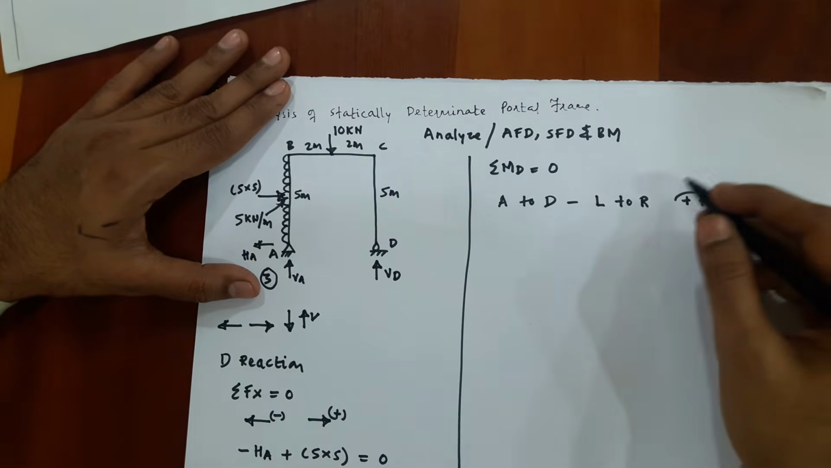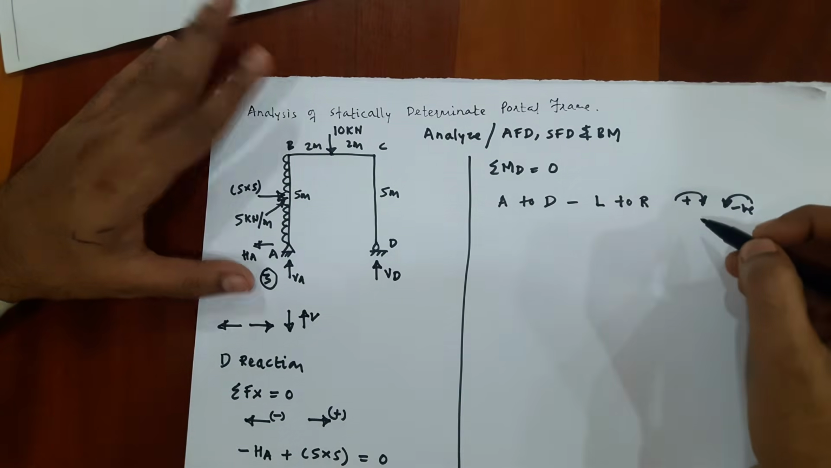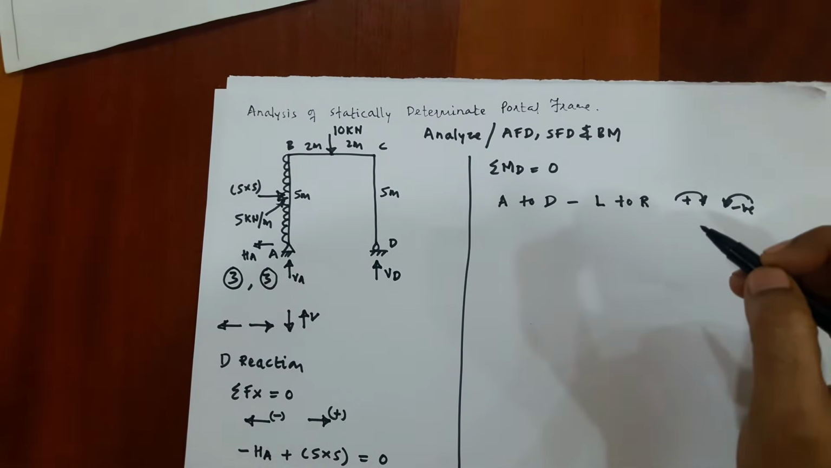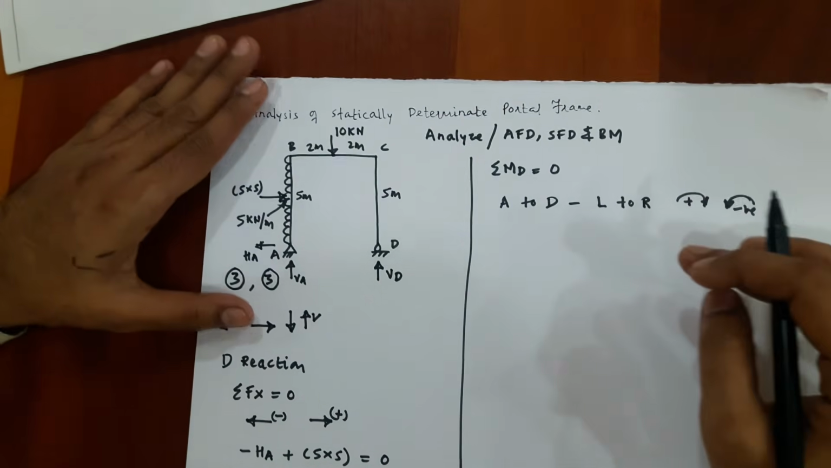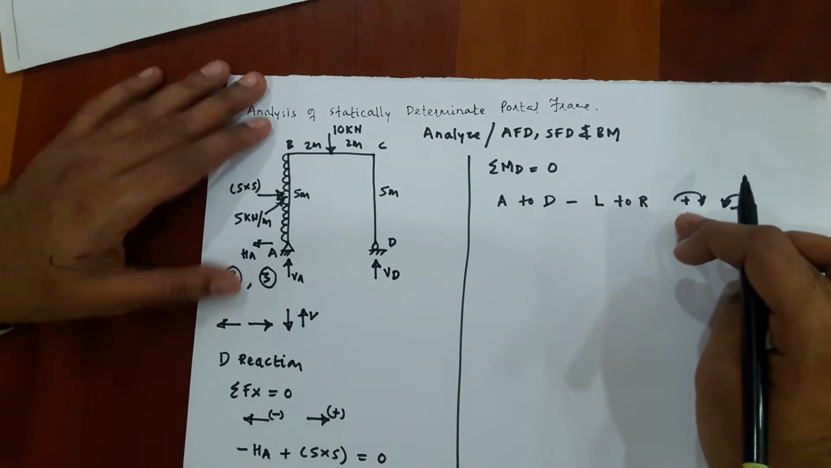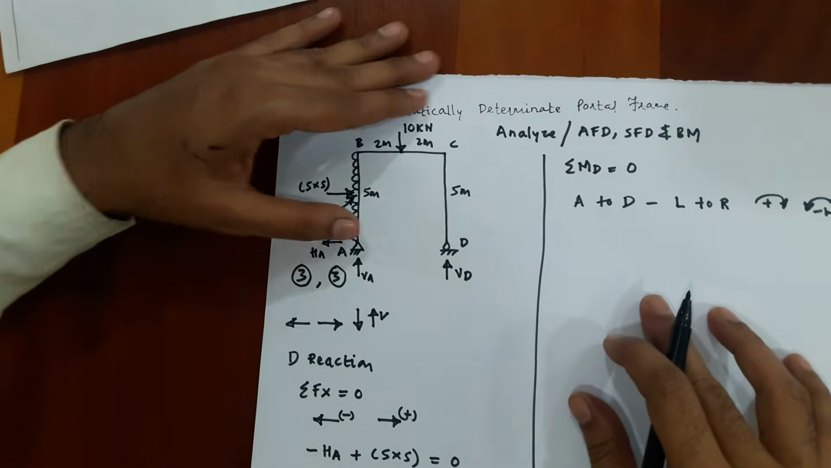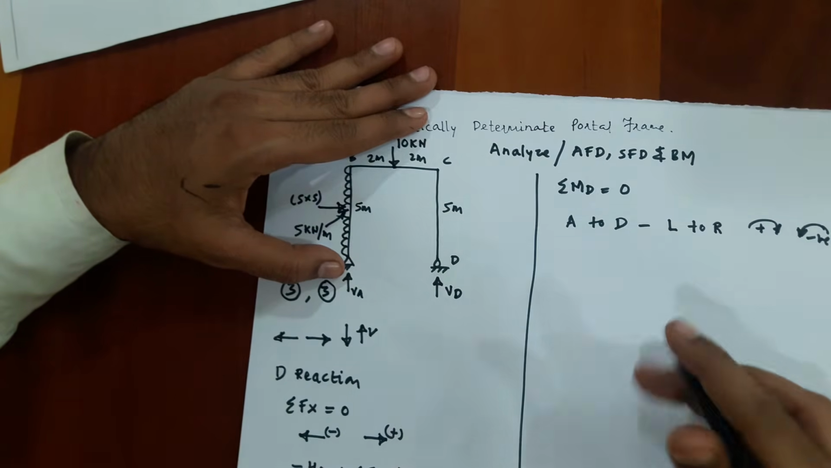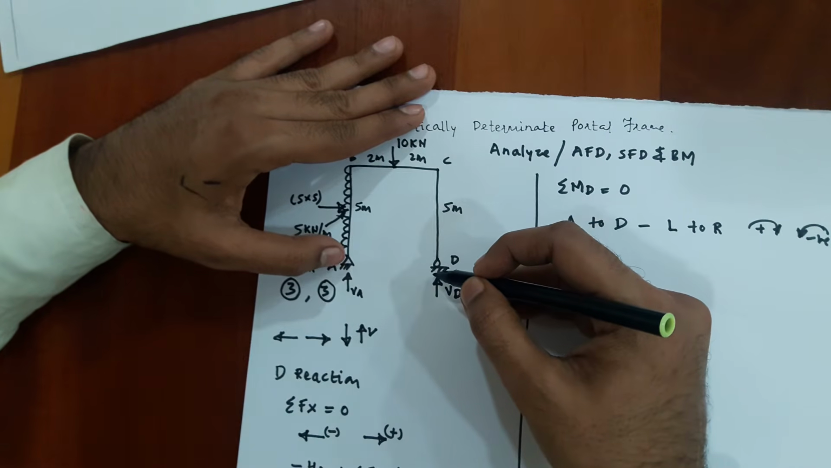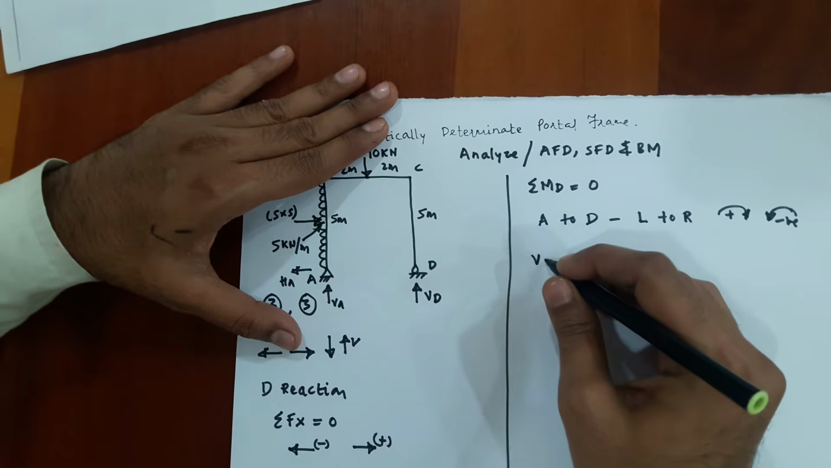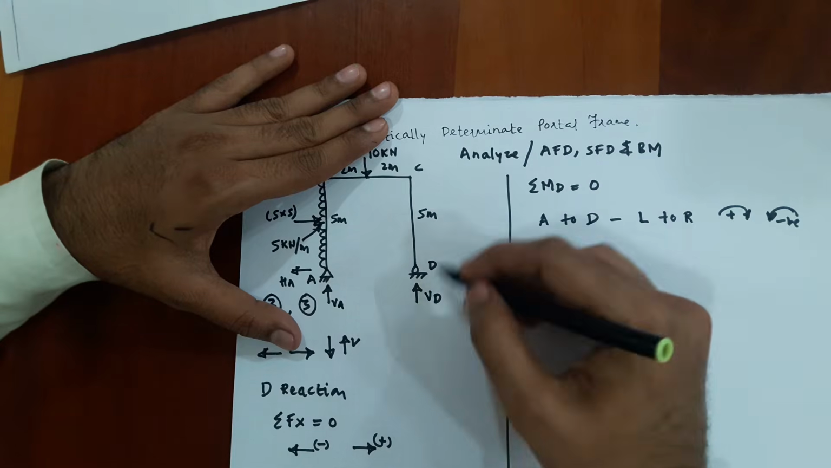You can see my video on the sign convention for internal forces developed in the member: sign convention for axial force, for shear force, and for bending moment. If you are following a direction left to right, clockwise will be positive, anti-clockwise will be negative. So see, the first force is VA. We are calculating bending moment about point D. The perpendicular distance is 4 meter. So VA into 4. This is creating clockwise moment.